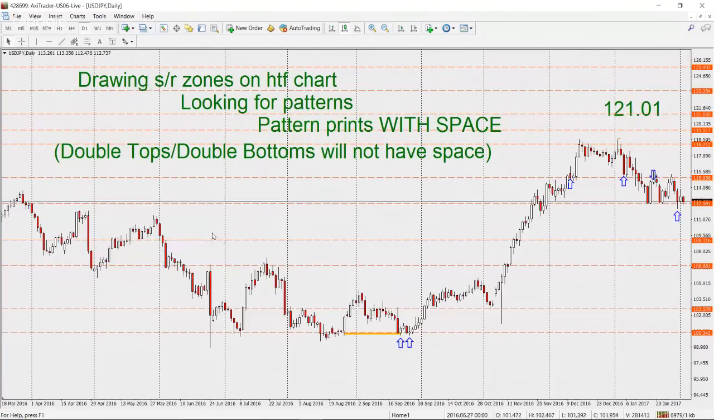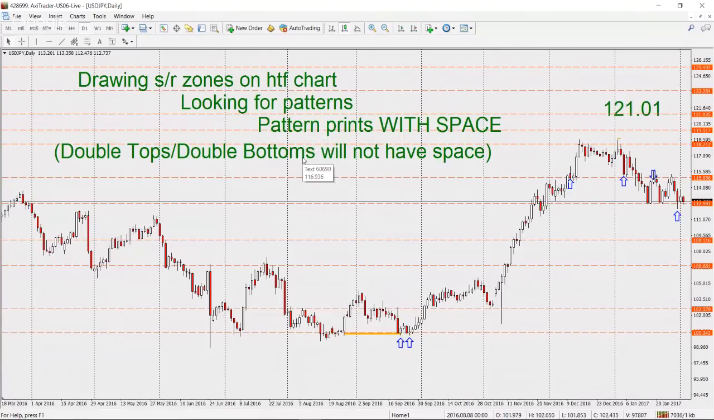If you don't have Forex Tester, I don't know what to say. I can't help you. I mean, you're just rolling dice. Might as well go to the casino. If you've got Forex Tester, now you have some things to test. Test repeatable patterns that you see on support and resistance zones that you draw on the higher time frame chart. Make sure that these patterns print with space or room to the left.